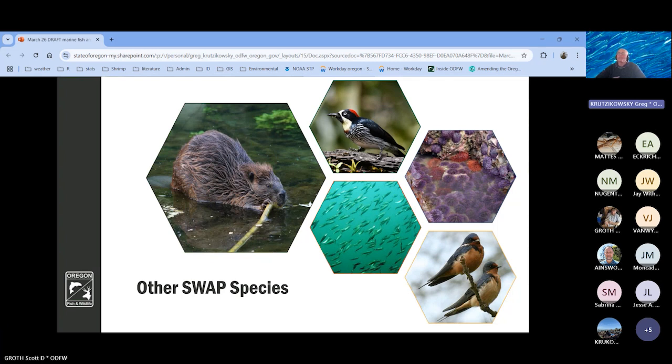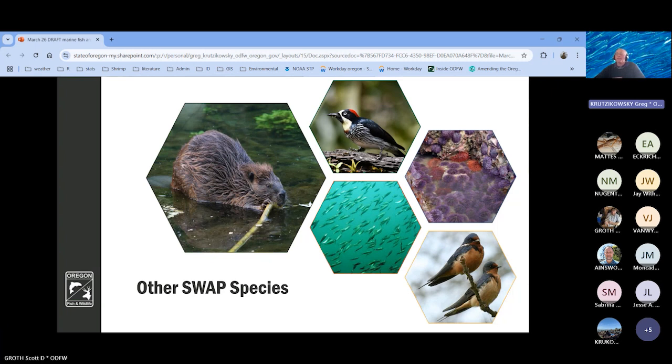American beaver is often used as the prime example. It was assessed for inclusion on the list of species of greatest conservation need under those four criteria, but they were not found to meet the definition of an SGCN under these criteria. With the recognition of the important role beaver play in modifying habitats and benefiting other species, ODFW will address beaver in multiple areas throughout the revised SWAP.